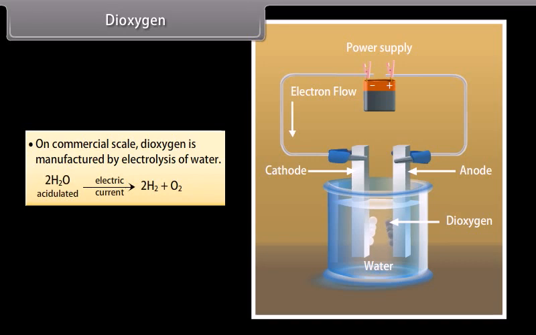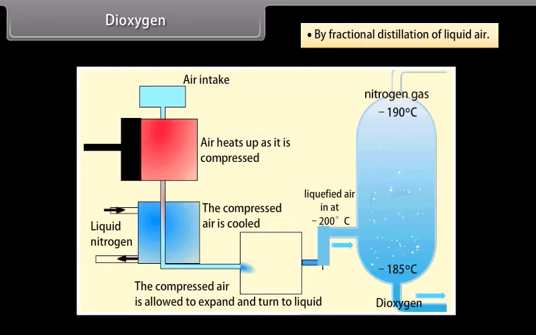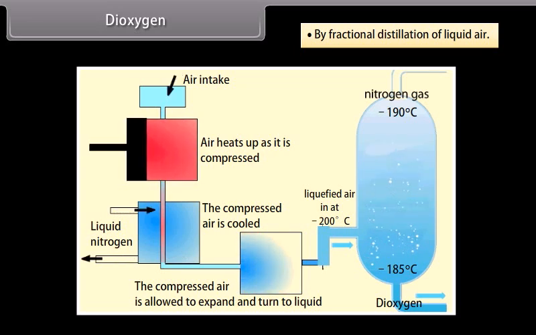On commercial scale, dioxygen is manufactured by electrolysis of water. By fractional distillation of liquid air. When liquid air is distilled, nitrogen with lower boiling point distills out first, leaving behind practically pure dioxygen.